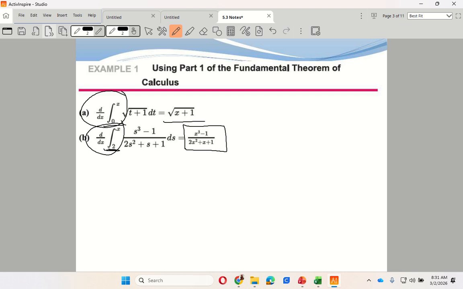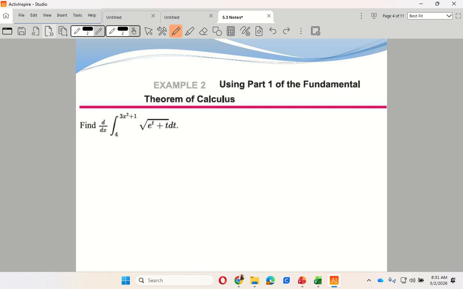Now, let's make it a little bit more complicated. This one, I don't just have x this time, do I? Since I don't just have x, this one is going to be a chain rule. So I'm going to change this problem to be u is equal to 3x squared plus 1. My u prime would be 6x.